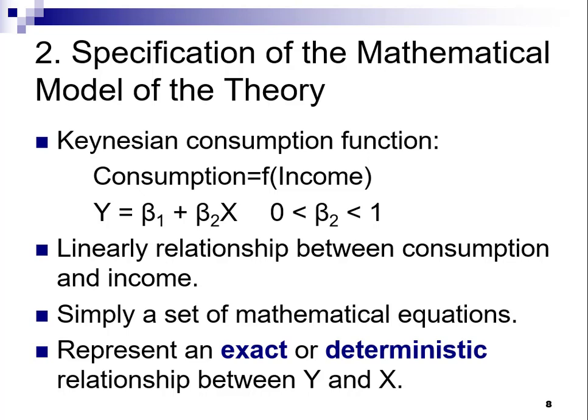The Keynesian consumption function. Consumption is a function of income. Or we can write y, this is our consumption, equals beta 1, this is our intercept, plus beta 2 x. Beta 2 is between 0 and 1. Linear relationship between the consumption and income. Simply a set of mathematical equations representing an exact or deterministic relationship between y and x.